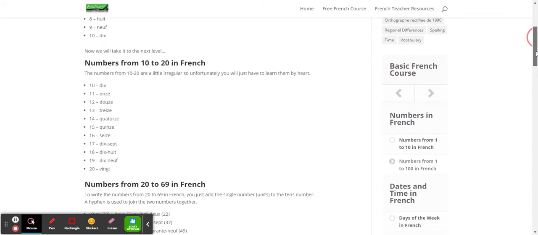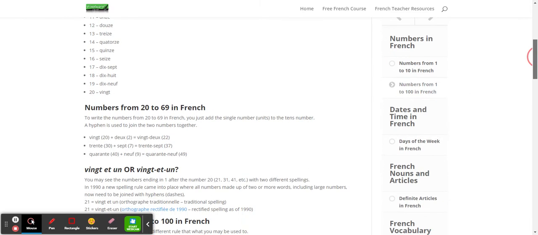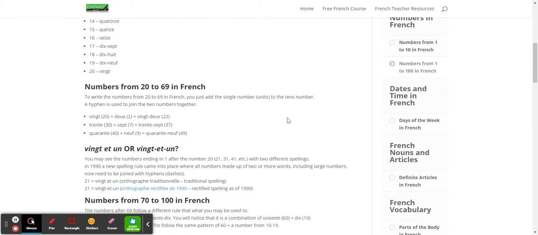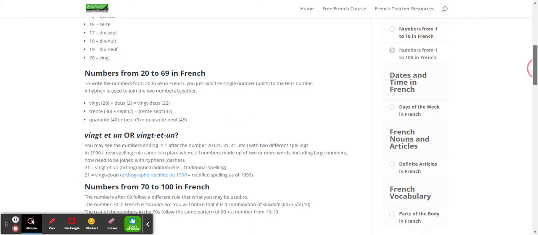Donc, 10, 11, 12, 13, 14, 15, 16, 17, 18, 19, et maintenant 20. Voilà. Pour numéro 20 jusqu'à 69, ça c'est 20 et 2, donc 22. Ou par exemple, 37, c'est 30 et 7. 49, c'est 40 et 9. Donc, c'est super, super facile.